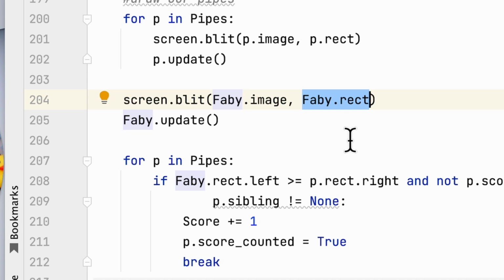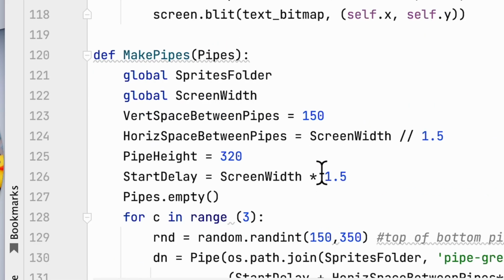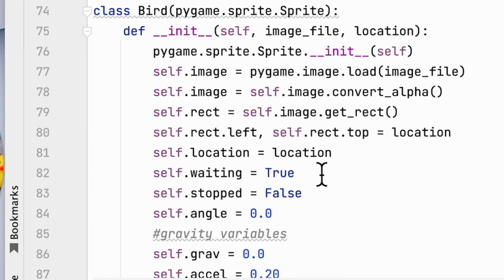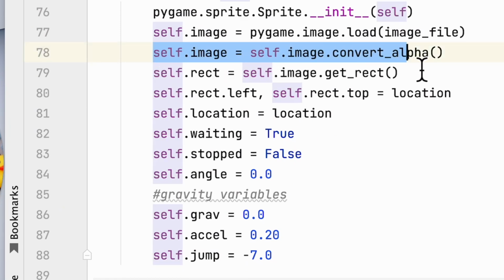Now, what we need to do is save a copy of that image so that we can manipulate the image angle, because we're redrawing it here on line 204. So first off, we're going to go up to our bird class. Here's our bird class. And notice here we have self.image equals self.image.convert_alpha.